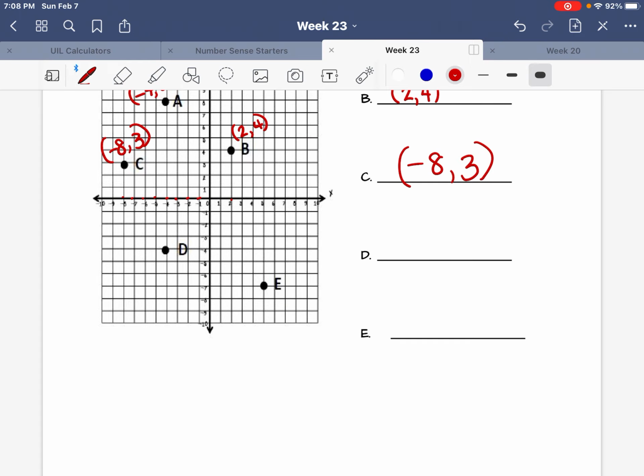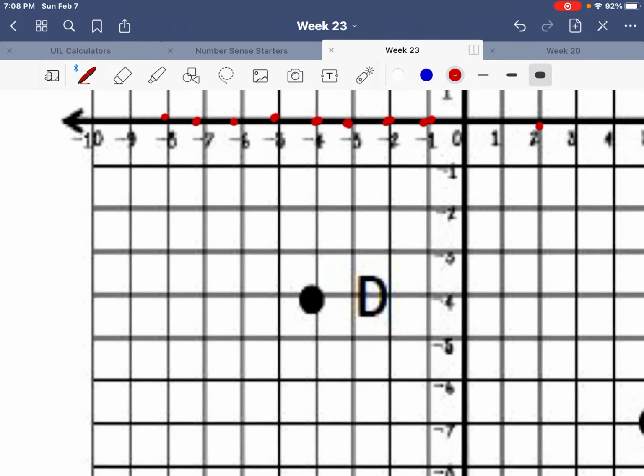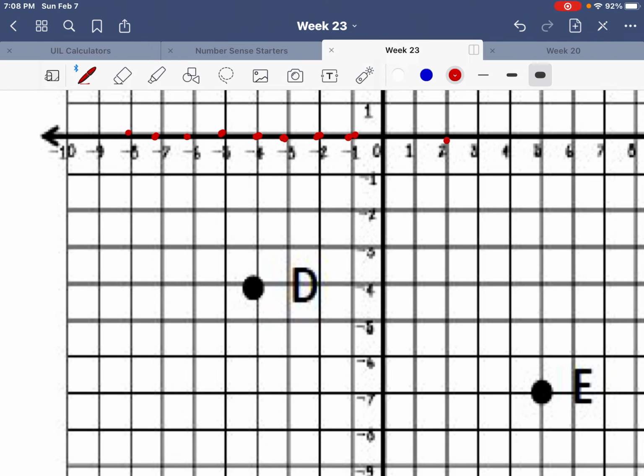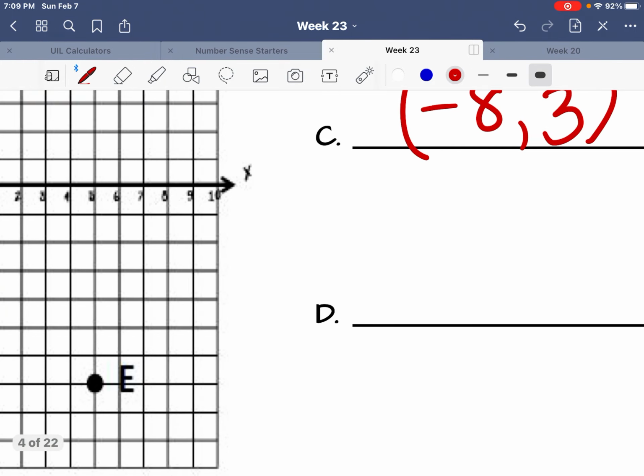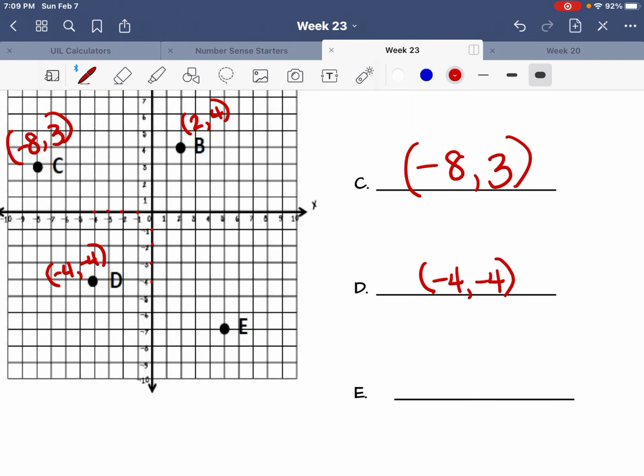Then we have point D. Again, if you can't see the numbers, you can always count. Point D is right here. -1, -2, -3, -4. So it's at -4 on the x. And then -1, -2, -3, -4. It's also at -4 on the y. So the coordinates of D are (-4, -4). Always x first and then y.